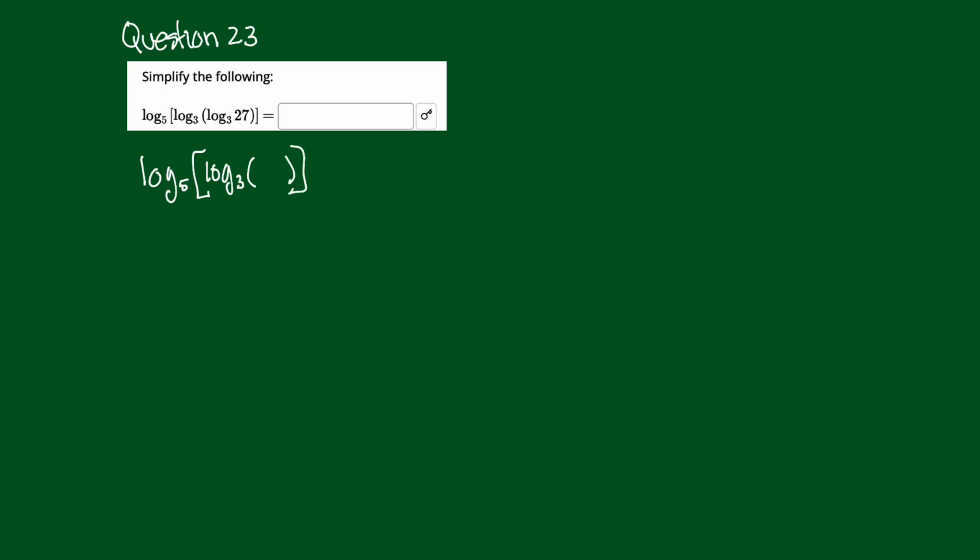What power are you going to raise 3 to get 27? Right? Logarithm is an exponent. So you're looking at an exponent here. Doesn't look like an exponent, but it's an exponent. So what exponent would you put on that 3 to get to 27? 3 times 3 times 3 is 27. So this is going to be a 3.